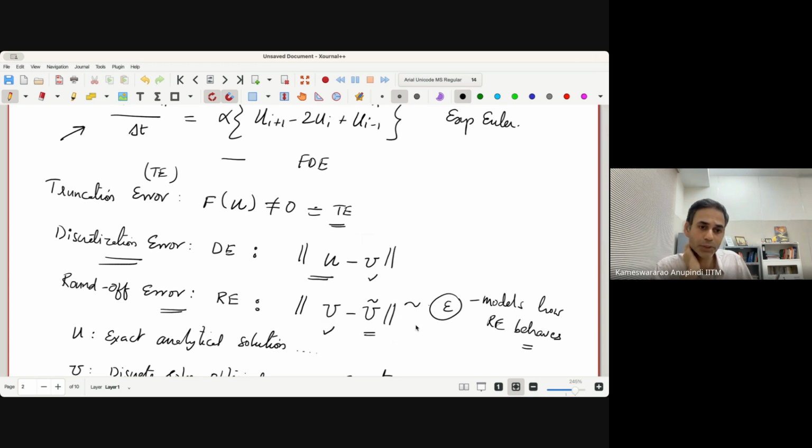We use the concept of round-off error to determine whether a particular scheme is going to be stable or not, whether the errors are going to grow or decay. Although we don't know anything about the round-off error, I mean, we won't be able to exactly quantify it, we will be able to model it somehow. I'll come to that argument a little later.